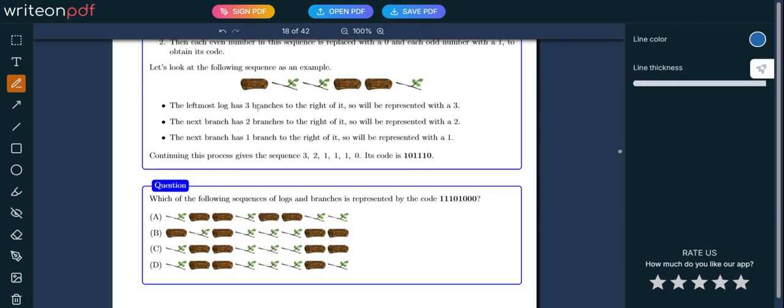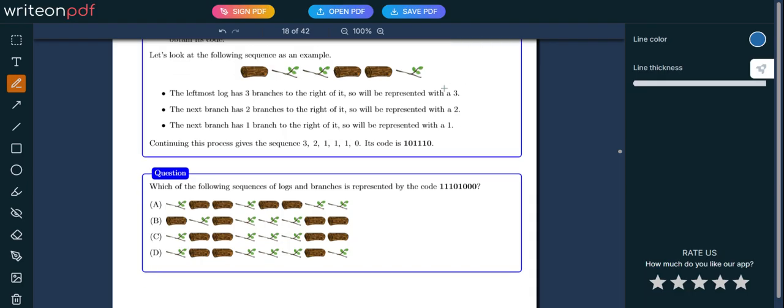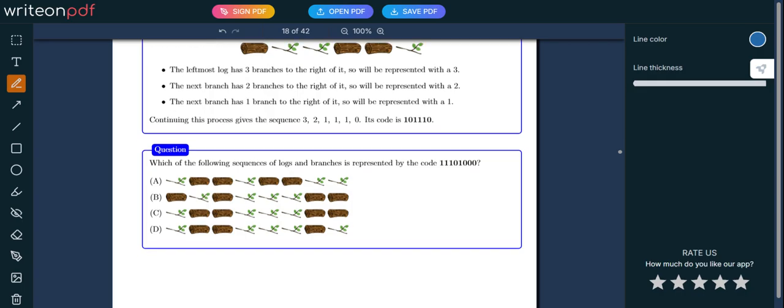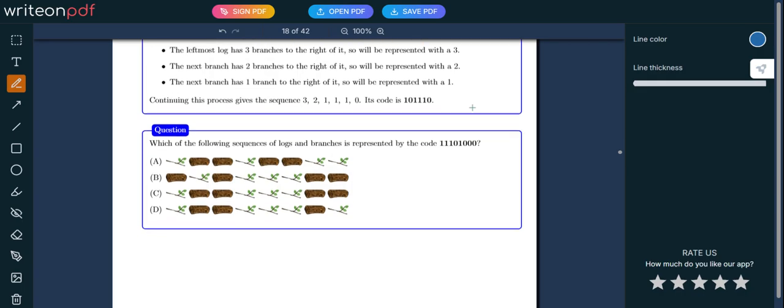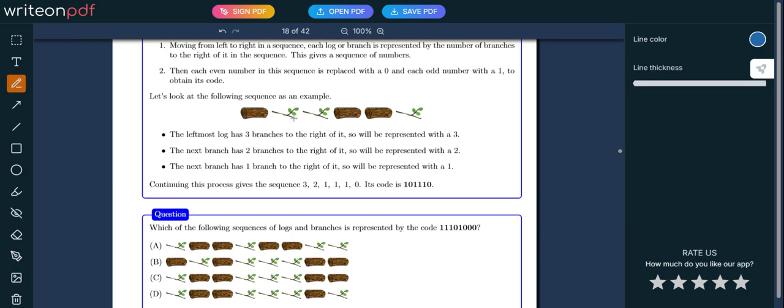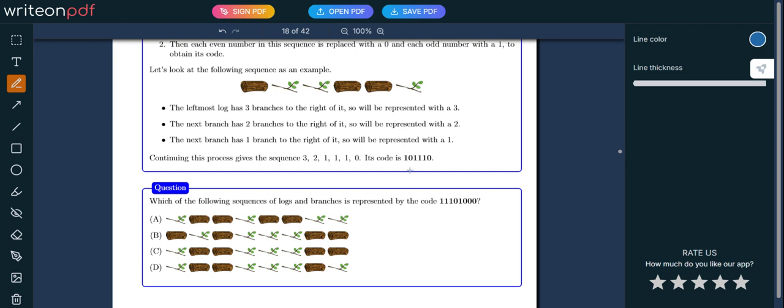The leftmost log has 3 branches to the right of it, so it will be represented by 3. The next branch has 2 branches to the right of it, so it will be represented by 2. The next branch has 1 to the right of it, so that will be represented by 1. Continuing the sequence gives us 3, 2, 1, 1, 0. So its code is 101110.